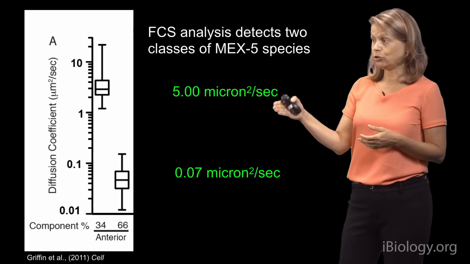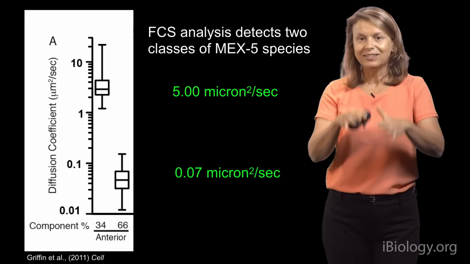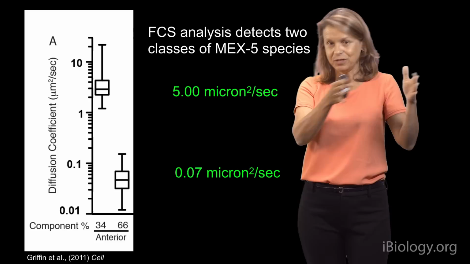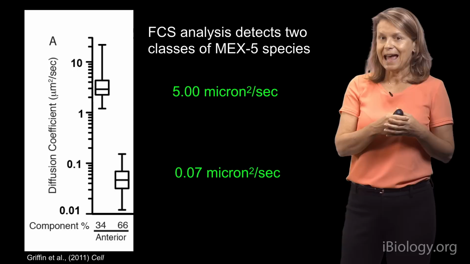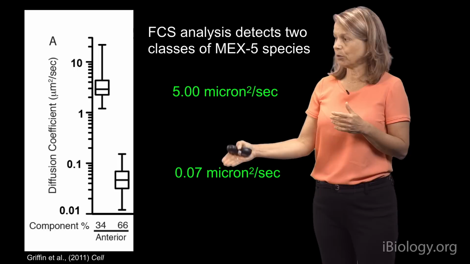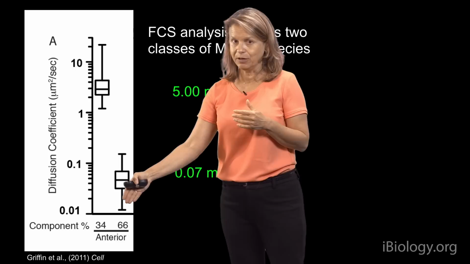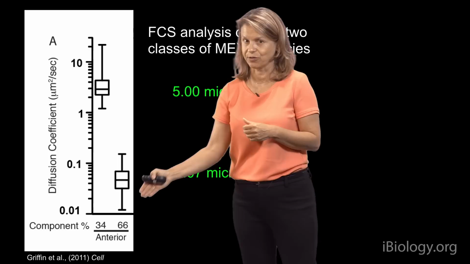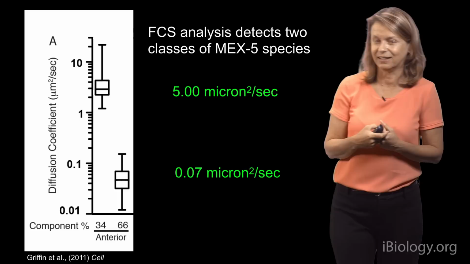And in fact, remember that we had measured the average diffusion behavior of MEX5 using the Dendra experiment that I presented at the beginning of this presentation. And that average number actually fits with an average that we can get from computing the average of these two numbers, and also taking into account how many of these two types of molecules there are. It turns out that there's a lot more of these very slow molecules in the anterior cytoplasm, and that makes the overall population average quite slow in the anterior cytoplasm.